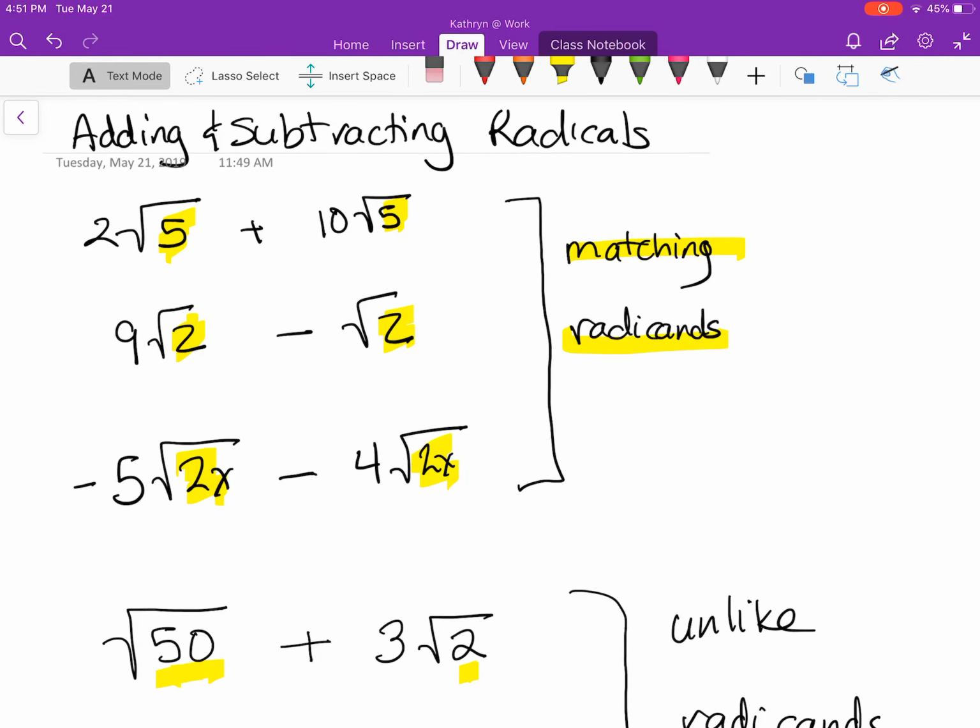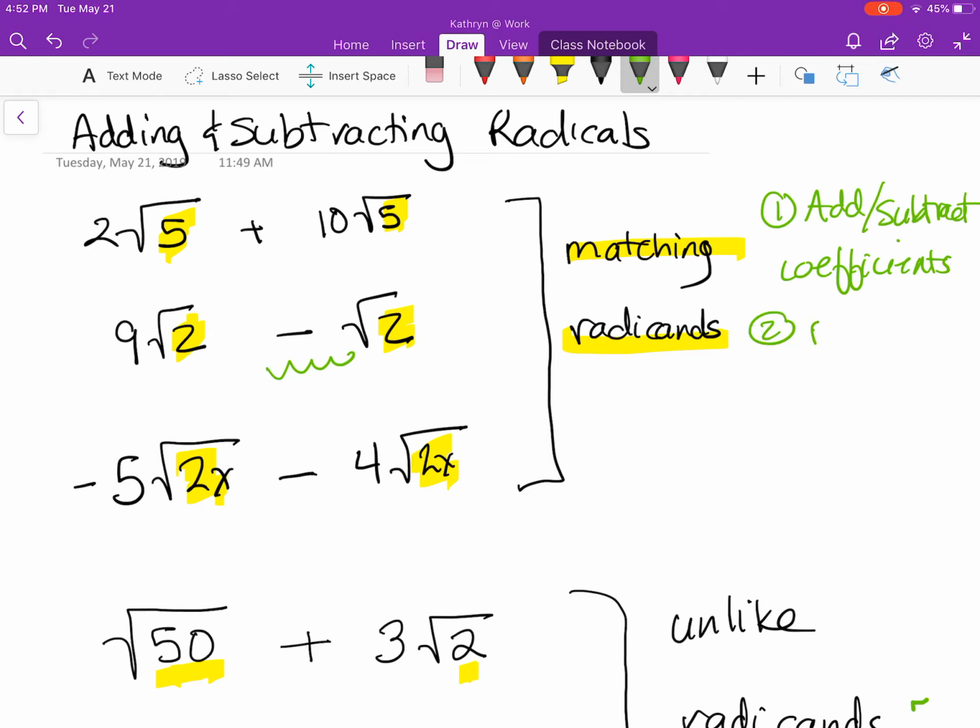When you have matching radicands, all that has to happen is that you need to add or subtract the coefficients. And you want to make sure that when you're doing that, you're paying attention to the signs of things. So for example, here, 9 radical 2 minus radical 2, you're subtracting. The other thing you want to make sure about is that the radicands stay the same.